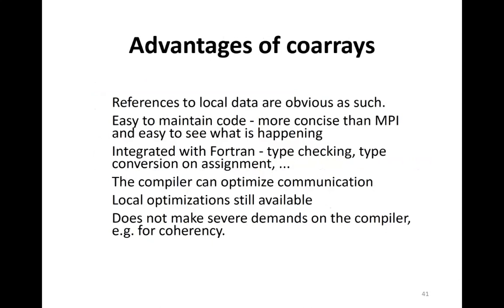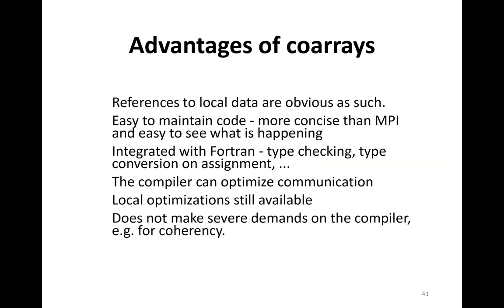I thought I'd just put up a slide on the advantages. One is that references to local data are obvious, because you don't need to use the co-subscripts if you're referencing local data. You only use co-subscripts when you're accessing the remote data. It's easier to maintain code, more concise than MPI, and it's easier to see what's happening. It's integrated with Fortran, and it has things like type checking, type conversion on assignment, and so on. Compiled optimized communication. Local optimizations are still available.